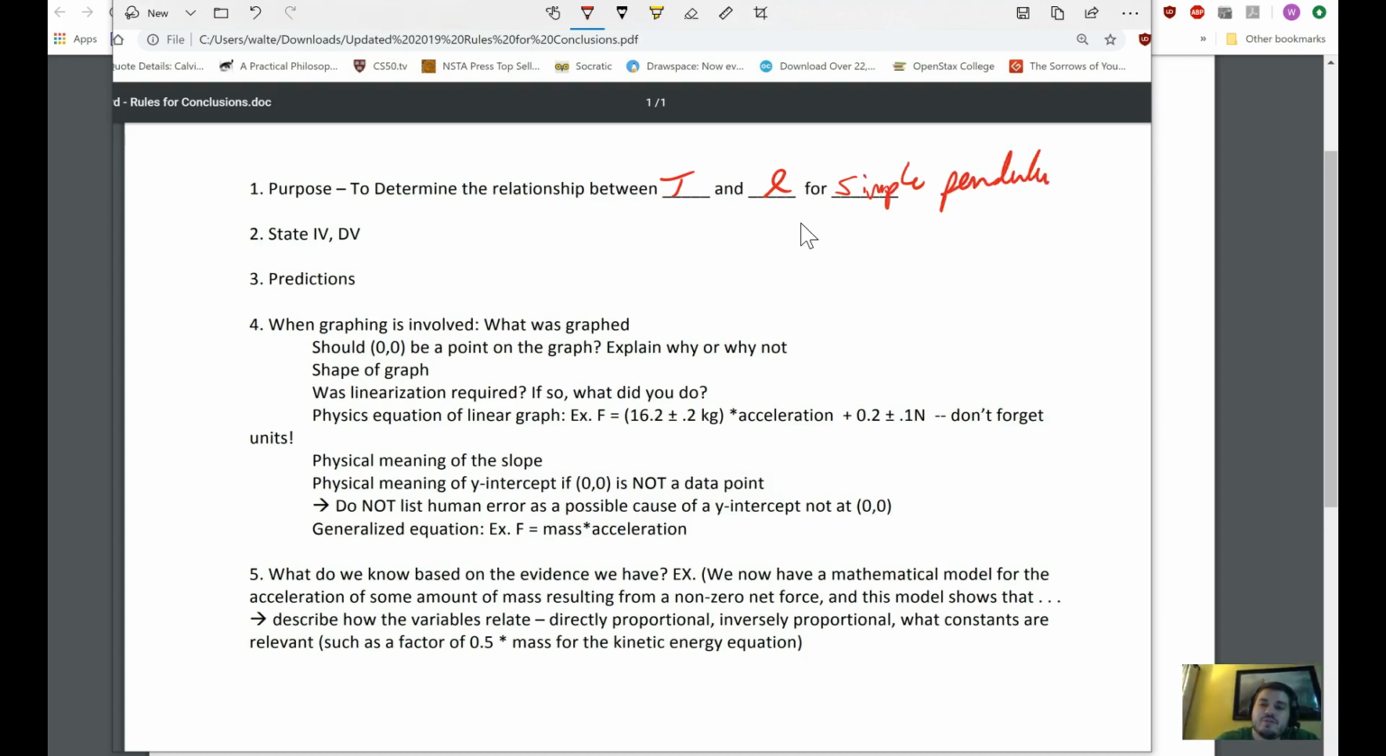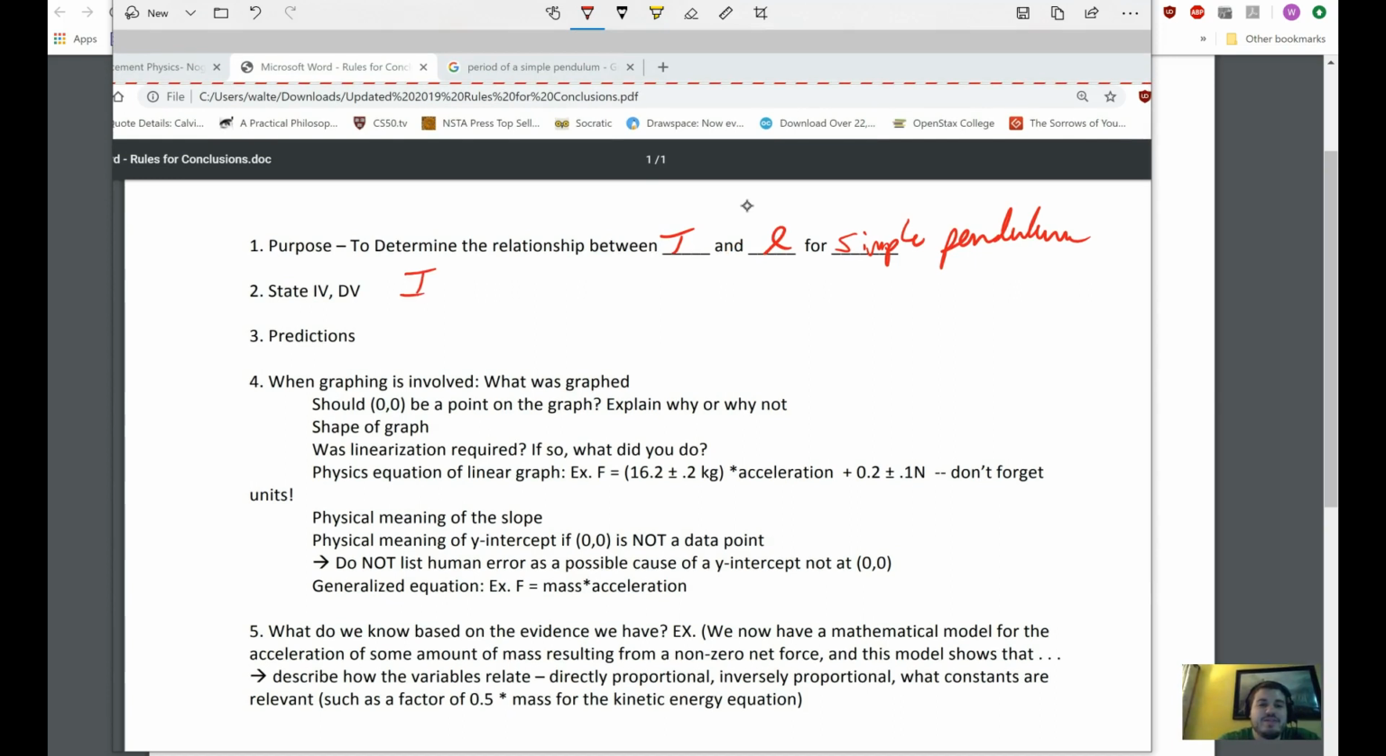And again, always sort of shorthand here, or it'd be a little bit messy with the touchscreen. Apologies for that. So what is the thing that we changed, right? The independent variable that we changed was the length. The thing that changes when we make that length greater or less was the period.